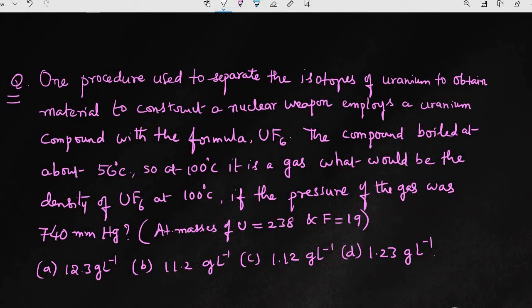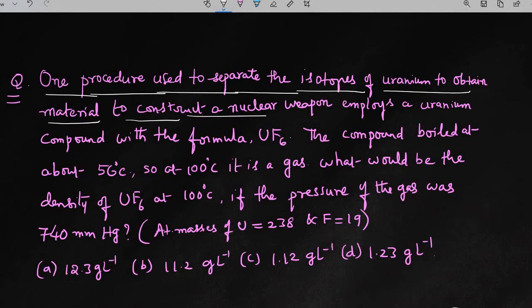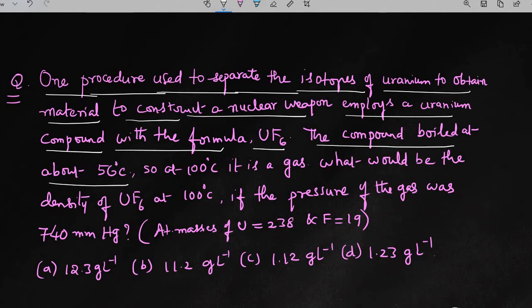So let us see this problem. One procedure used to separate the isotopes of uranium, to obtain material to construct a nuclear weapon, employs a uranium compound with the formula UF6. The compound boils at 56 degrees Celsius, so at 100 degrees Celsius it is a gas.